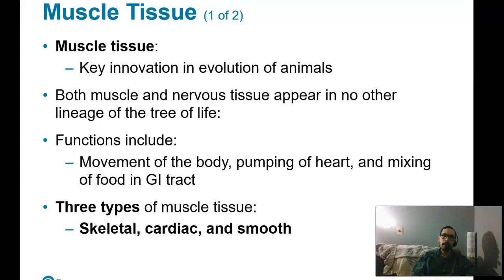Muscle tissue was a key innovation in the evolution of animals, and both muscle and nervous tissue appear in no other lineage in the tree of life. The main functions include movement of the body for skeletal muscle, pumping of the heart for cardiac muscle, and mixing of food in your gastrointestinal tract, like the smooth muscle. So the three types are the ones that we went over in lab.